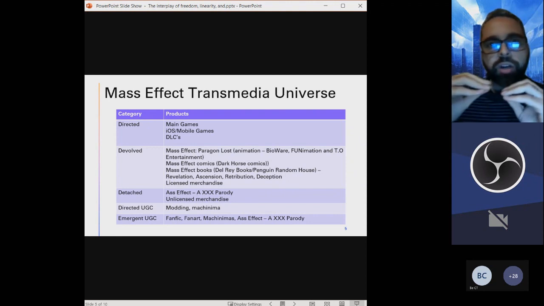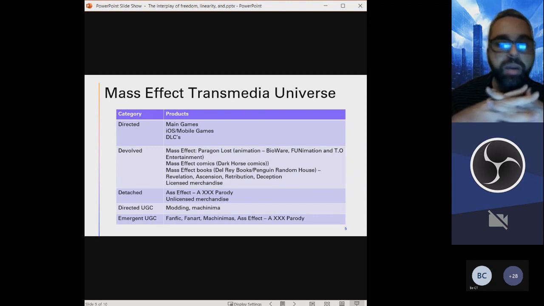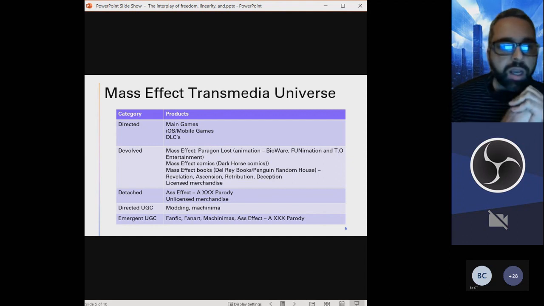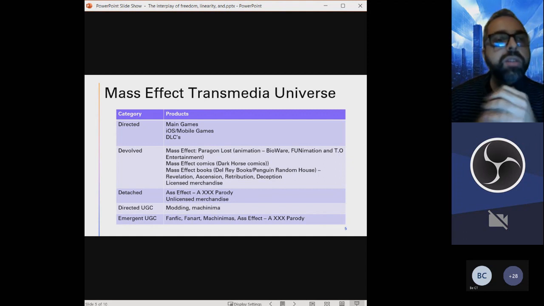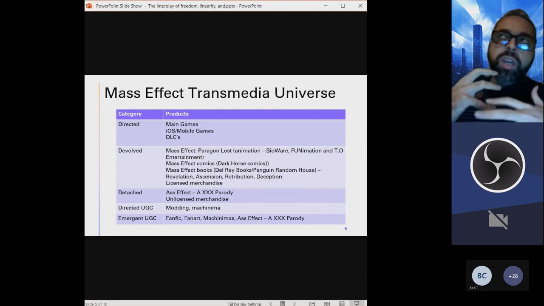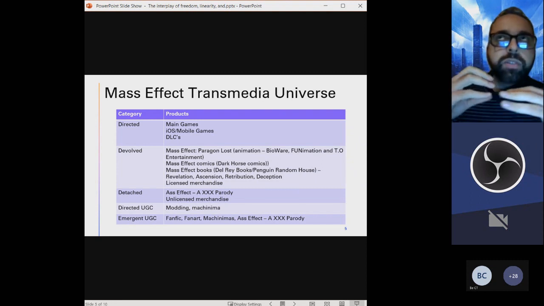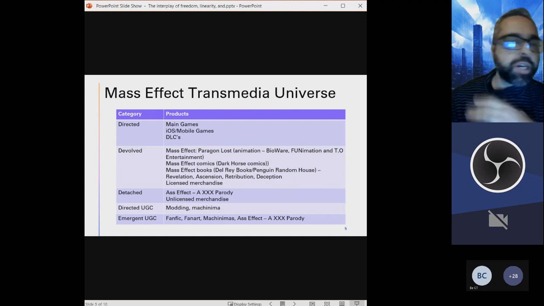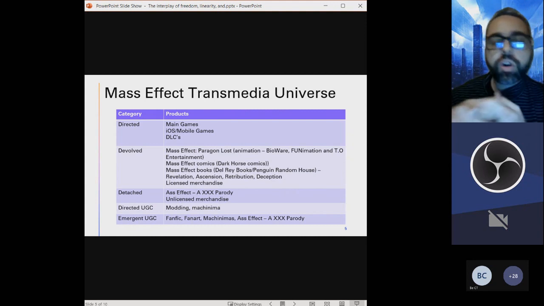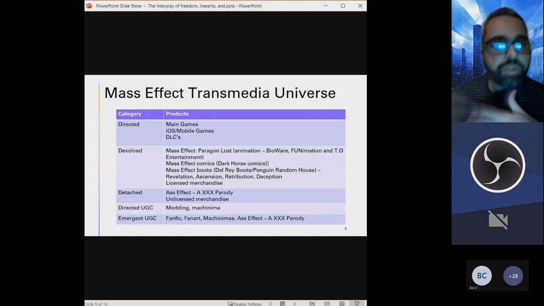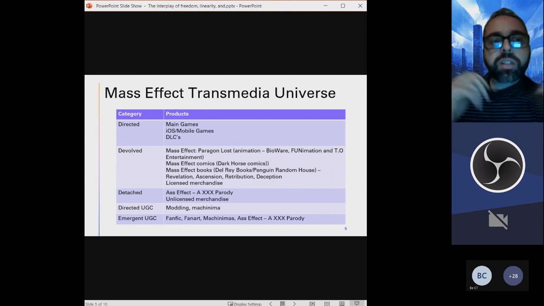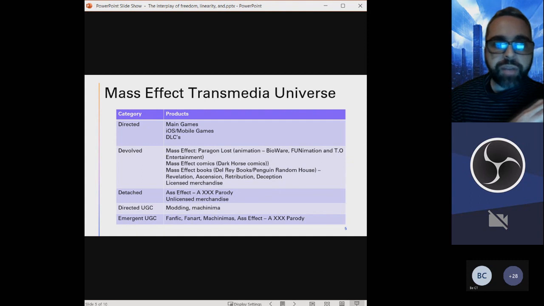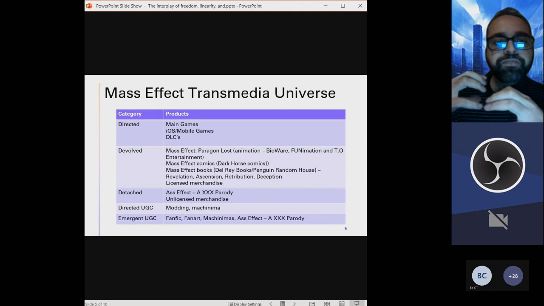Devolved transmedia is one that we can look at as part of a service that is very much connected to BioWare, but it's BioWare in partnership with others. So we have Dark Horse to create the comics, Penguin Random House to publish the books, and then the authors of those books, Funimation, TO Entertainment for Mass Effect Paragon Lost, the several merchandises we see, etc. These are the devolved ones that are connected to BioWare, but also to other companies.